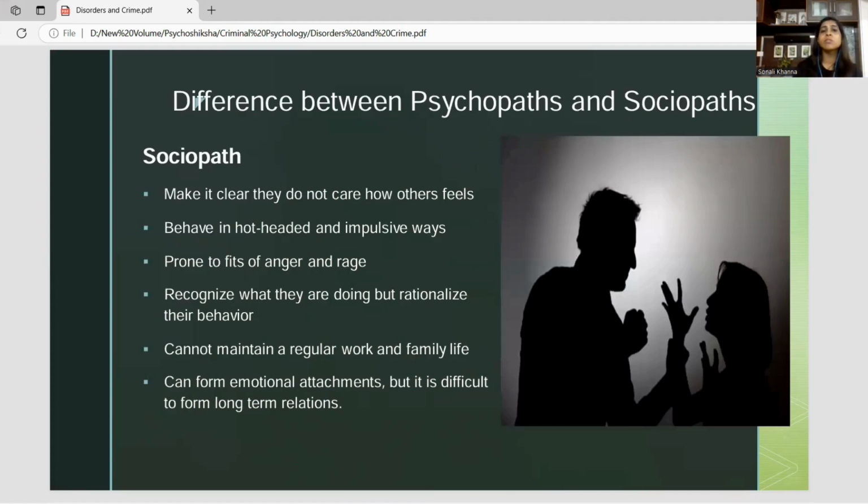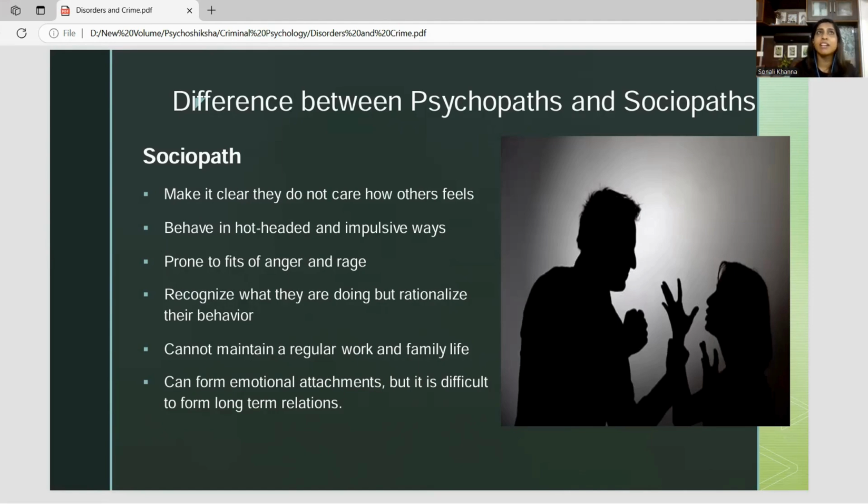So, the basic difference between psychopaths and sociopaths, although it's been discussed, but still, sociopaths make it clear they do not care how others feel, behave in a hot-headed and impulsive way, are prone to fits of anger and rage, and recognize what they are doing but rationalize their behavior. They cannot maintain a regular work and family life, can form emotional attachment, but it is difficult to form long-term relationships. So people who are psychopaths, they do not maintain long-term relationships. They attach, but then they detach themselves very easily. They do not feel the pain of the other person.